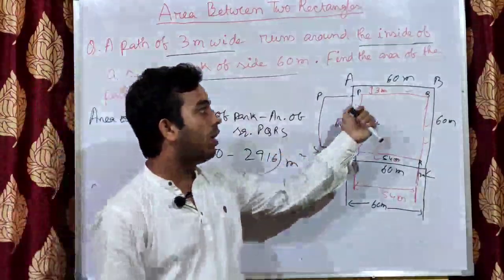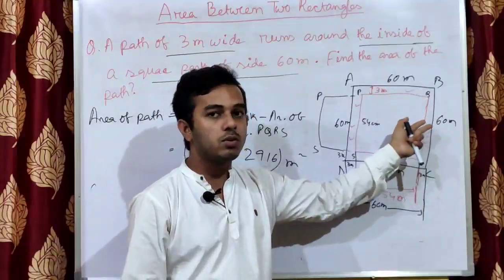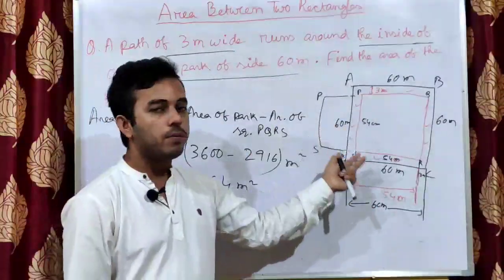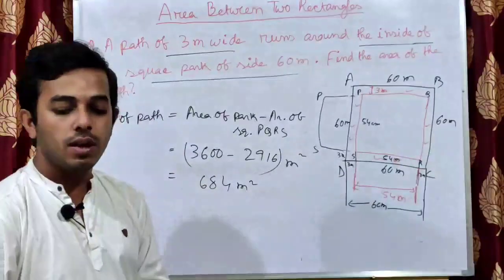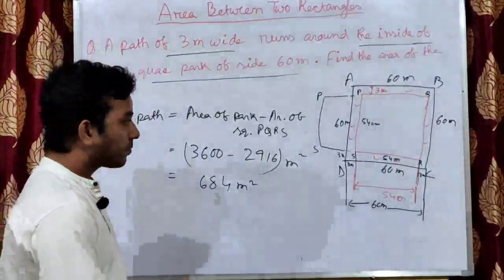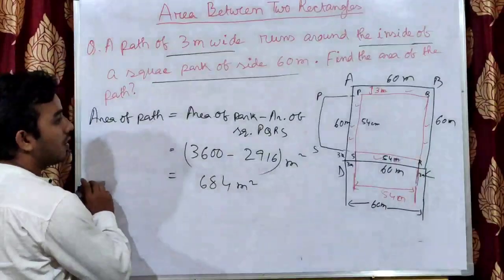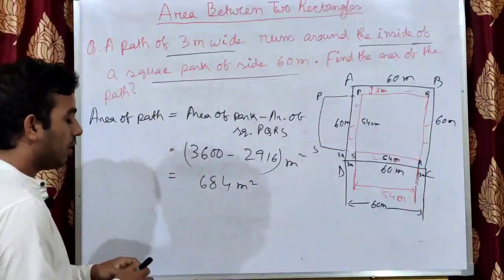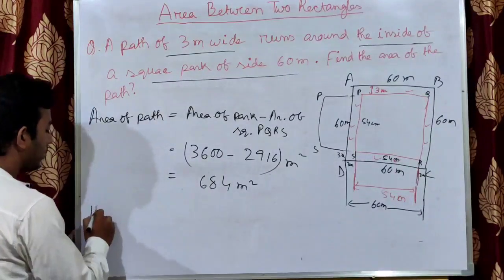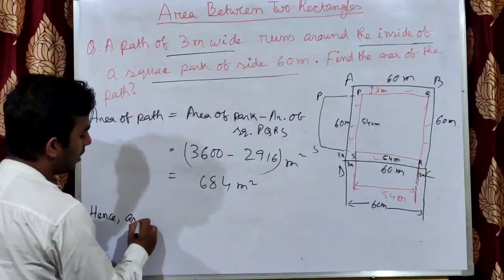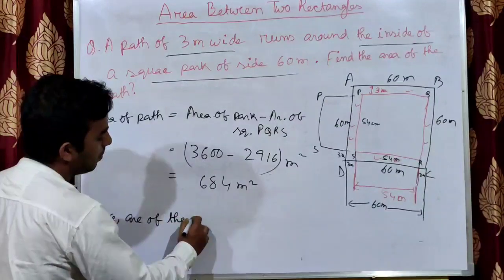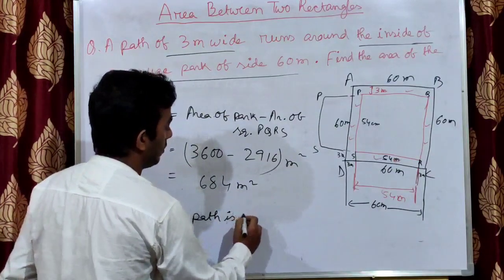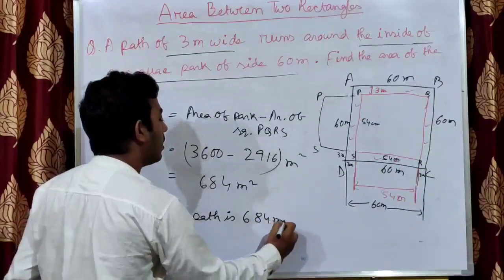So, we already know the side lengths of both the squares, that is, the first square is 60 meter and the second square is 54 meter. Then we find the area of both the squares, and we subtract the area of the smaller square from the area of the bigger square, then we have found the area of the path. So, at last we will write, hence, the area of the path is 684 meter square.